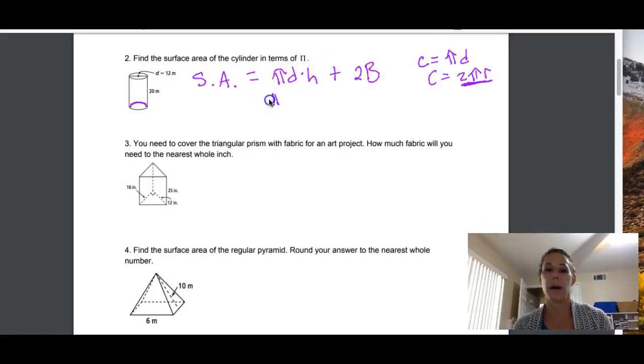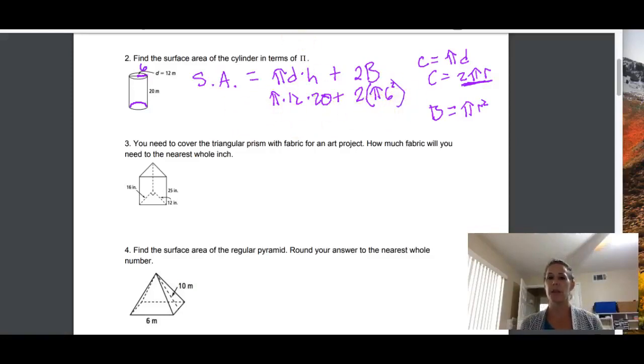So we're going to go pi, and then our diameter here is 12. Our height here is 20, plus 2 times the area of the base. Well, the base is a circle. Our base area is going to be pi r squared. So we come over here and we know the diameter is 12, so our radius is going to be 6, half of the diameter. So it's going to be 2 times pi times the radius squared, 6 squared.